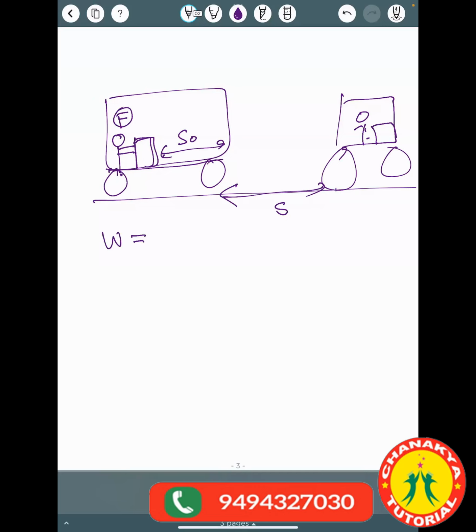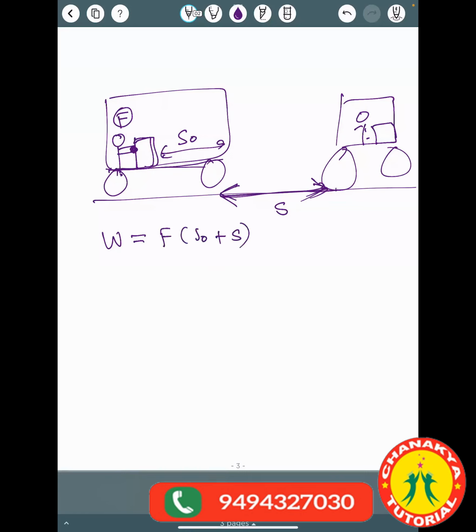Quickly. How much has the block displaced? See, this point you have to see. The man is applying the force here, no? It didn't move just S0. It covered S also, no? You have to see how much distance it has covered. So it will be F into (S0 plus S).